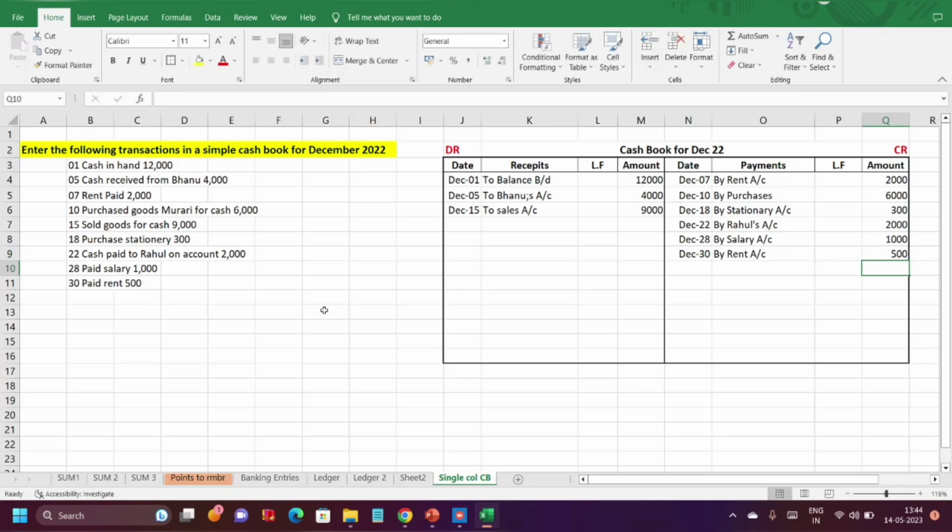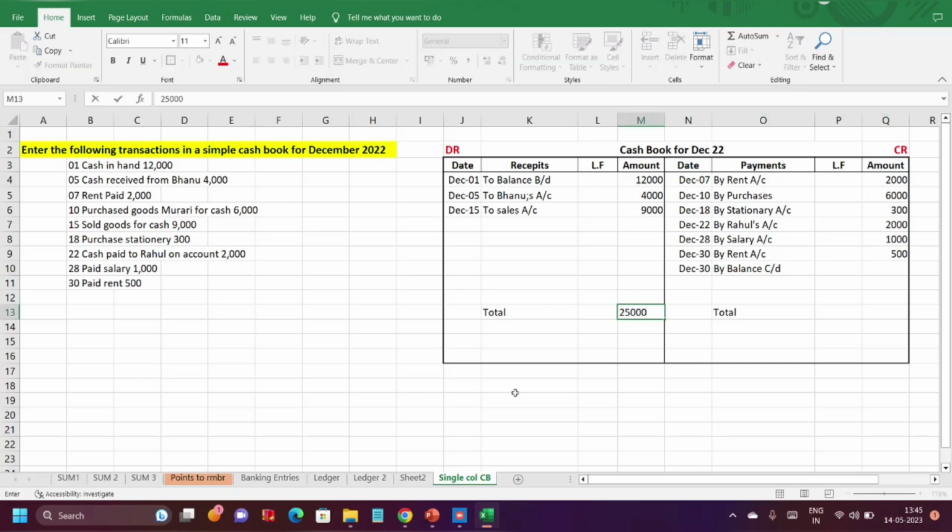Now let us total our cash book. Here we have to write the total under the same line, total of debit side and total of credit side. Here the total is 25,000 and here the total will be 11,800. So here there is a difference in total. So on December 30th we will balance this as by balance carried down. The difference we have to write as by balance carried down.